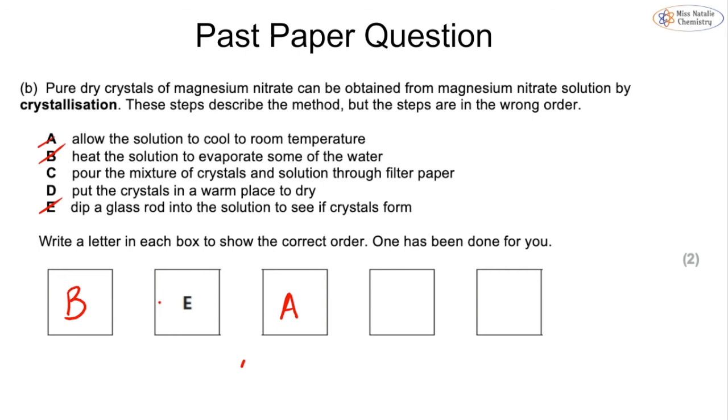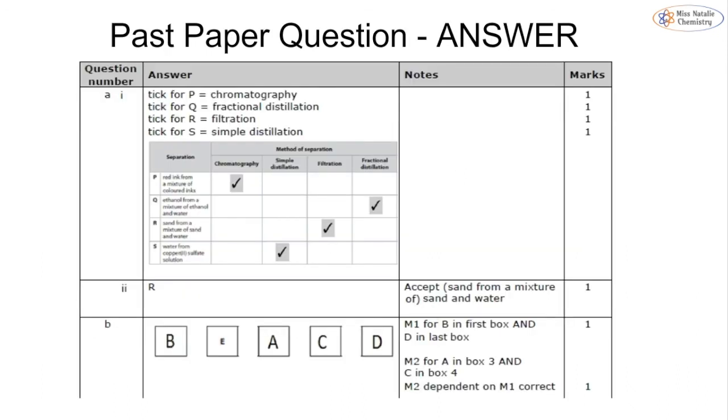That then leaves us with either pouring the crystals in the solution through filter paper or leaving the crystals to dry. Well, we have to actually separate them first, so our next step must be C, to pour them through the filter paper, and then the last step is D, to allow them to dry. 2 marks for that question. And there we can see the mark scheme for those.